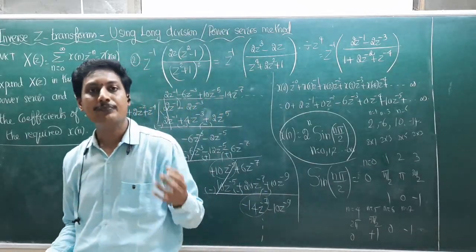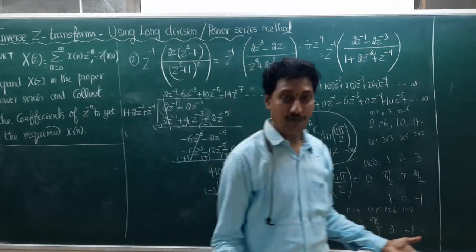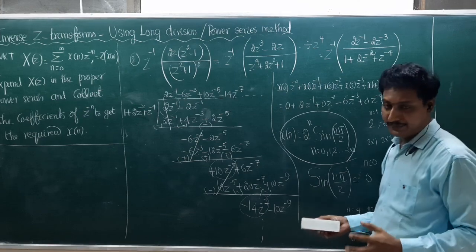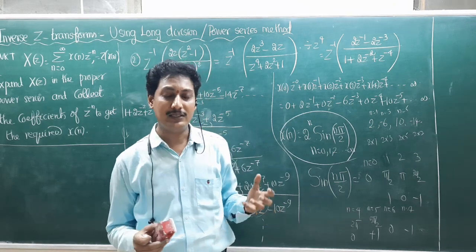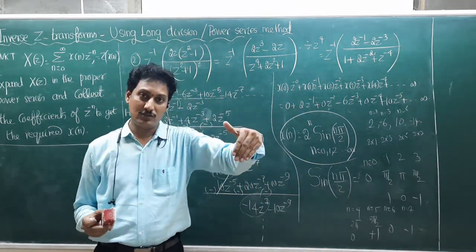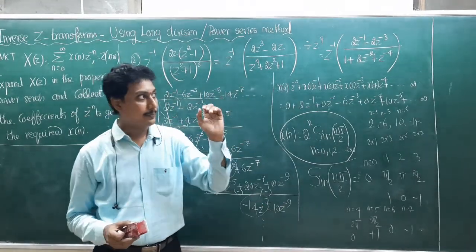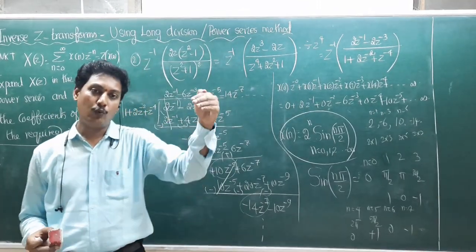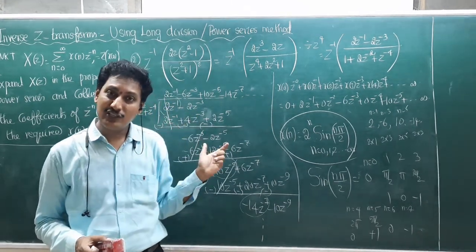So this is the idea to determine the inverse Z transform by using the long division method, often called the power series method. The technique is completely different, because there is more than one technique to determine the inverse Z transform. Please go and watch our lecture series. There are many techniques: the convolution theorem, the power series method, the residue method, as well as the method of partial fractions.